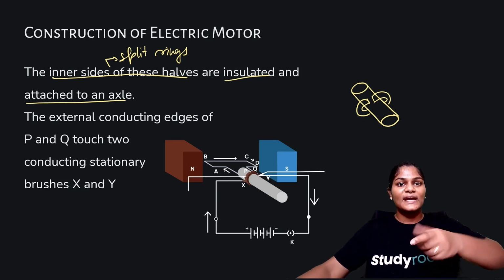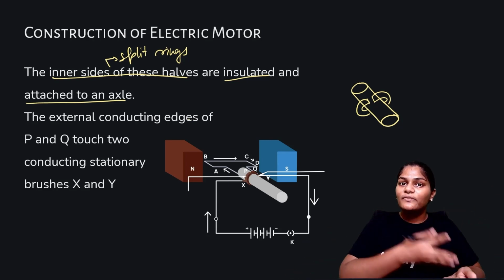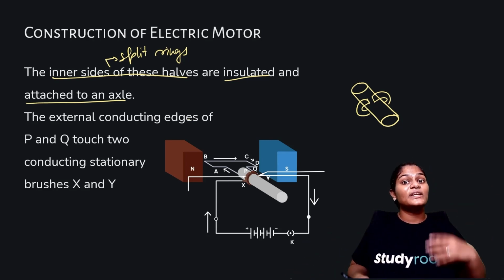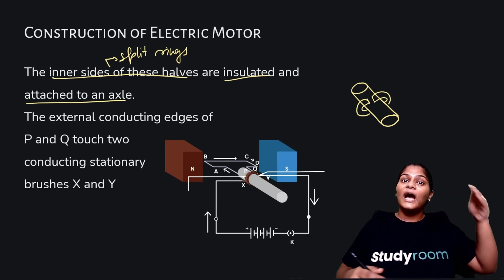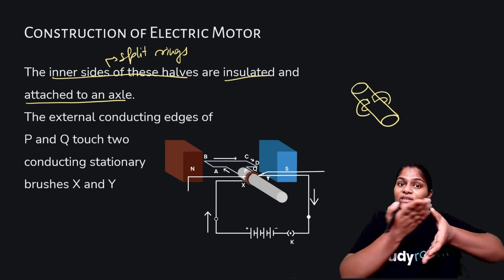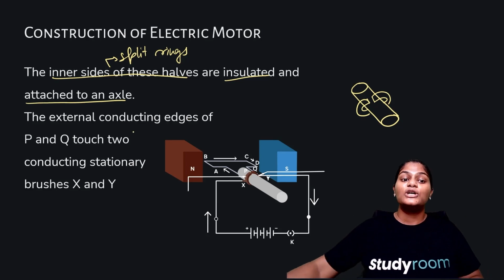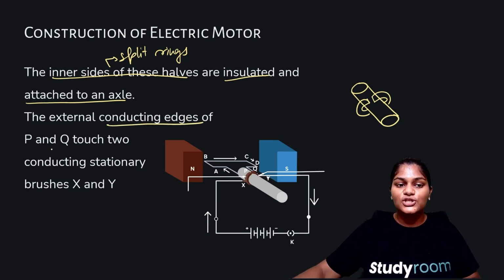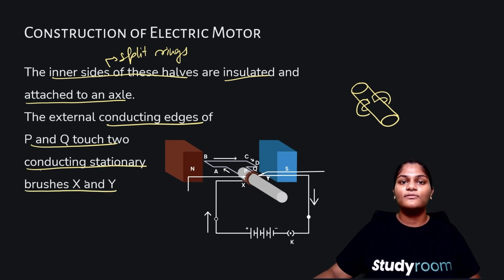Because the inside of the split ring is insulated. So when we insulate something, it becomes an insulator. Will it conduct electricity? No, right? But the outside parts, because P and Q are actually conductors, we have insulated only the inside, so the outside is still conducting. So these conducting edges of P and Q touch the stationary brushes X and Y.